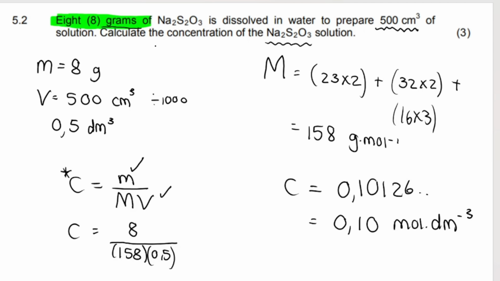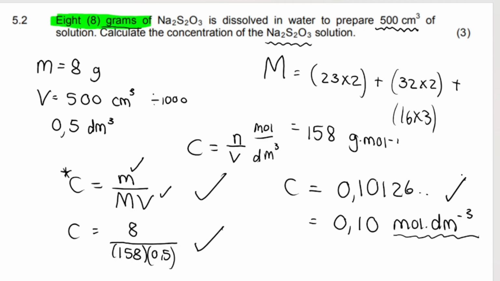That is your unit for concentration. And remember, the reason why is because your basic formula for concentration is moles at the top divided by cubic decimeters at the bottom. Moles per cubic decimeter. There we go. We can see it in our units over there. So you'll get a mark. It's 3 marks. You get a mark for your formula, for substituting correctly, and for your answer with units.